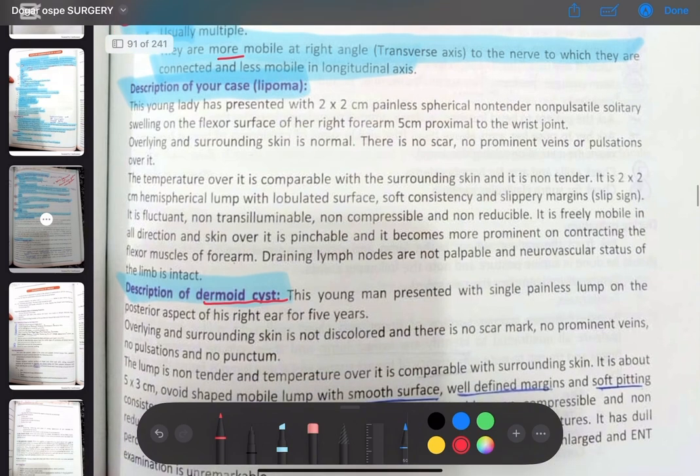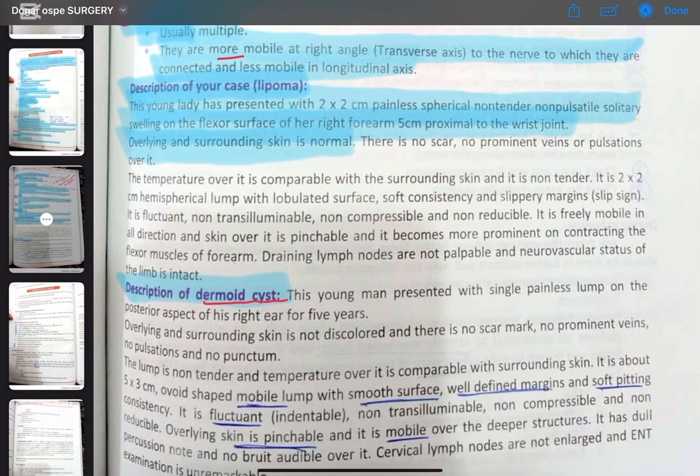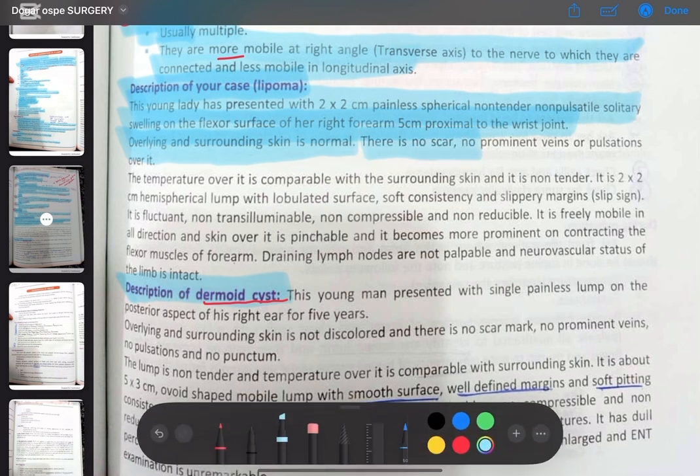Okay, now how will you present your case, or what is the description? You will present it as follows. This young lady has presented with a 2 into 2 centimeter painless spherical non-tender non-pulsatile solitary swelling on the flexor surface of her right forearm, which is 5 centimeters proximal to the wrist joint. Overlying and surrounding skin is normal. There is no scar, no prominent veins or pulsations over it.